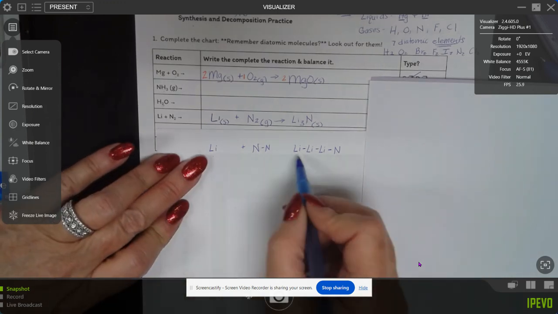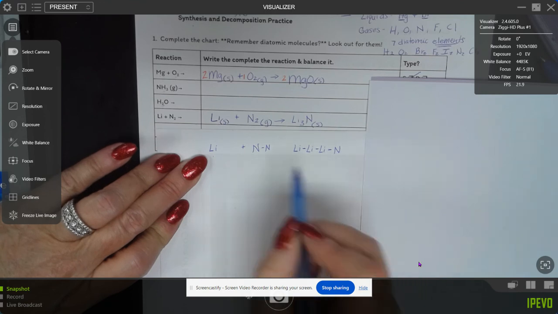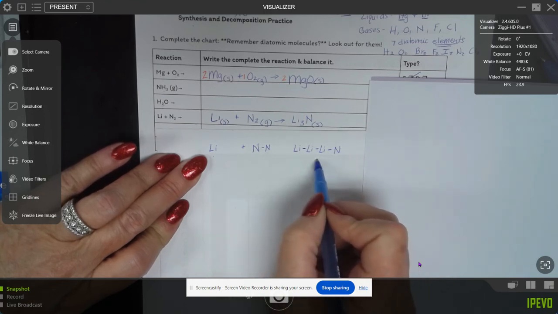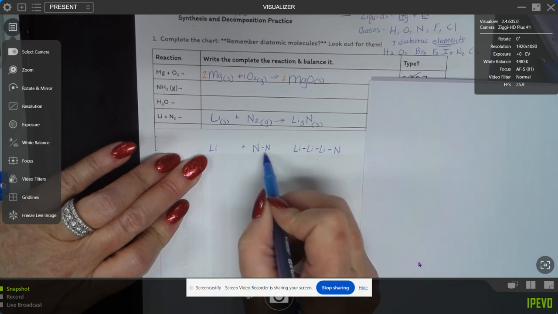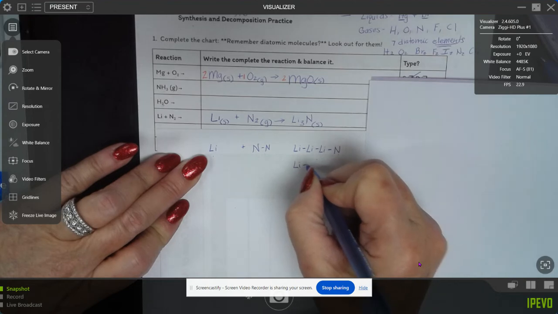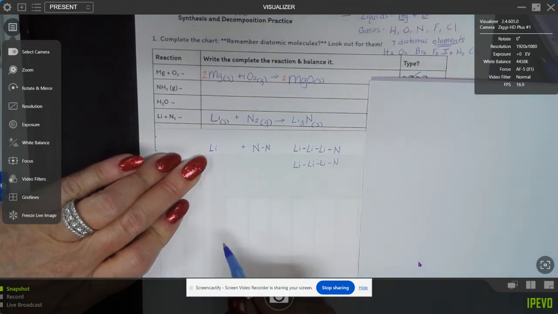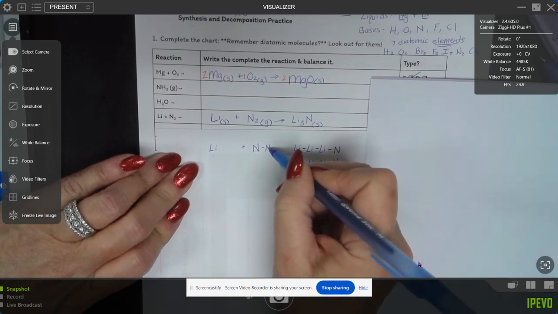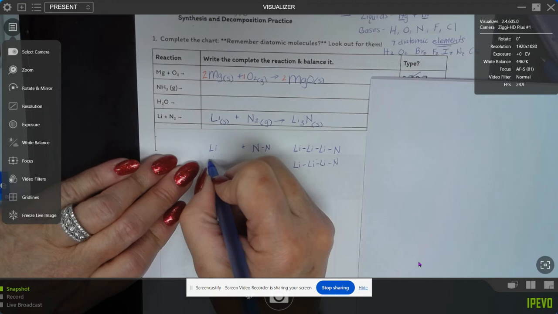Let's see, where do I want to start? You can start anywhere. I'm going to start with the compound. I have only 1 nitrogen here, and I have 2 nitrogen here. So in order to have 2 nitrogen, I need to draw another one of these. Now I have 2 nitrogen, 2 nitrogen. I also have 1, 2, 3, 4, 5, 6 lithium.